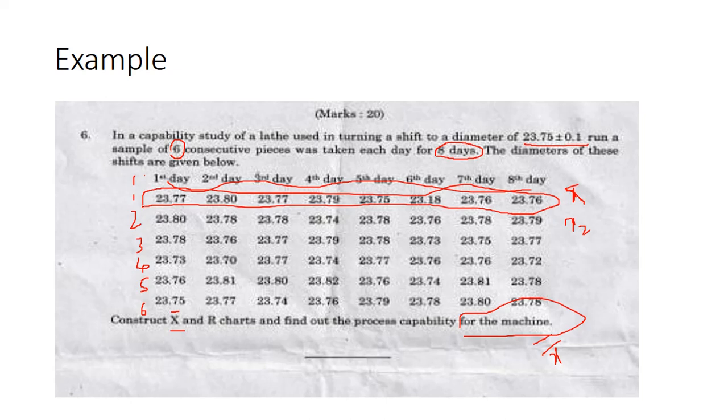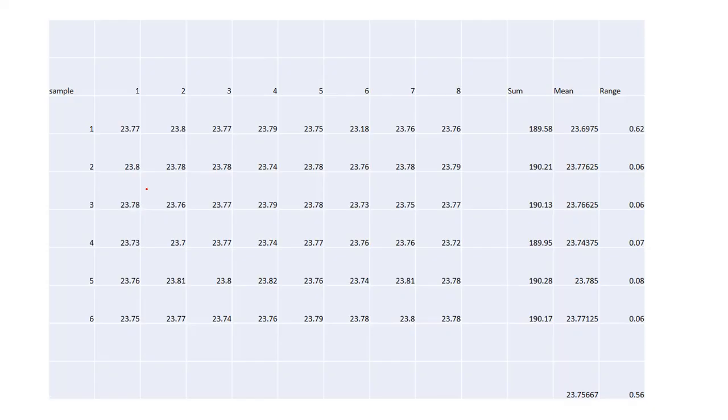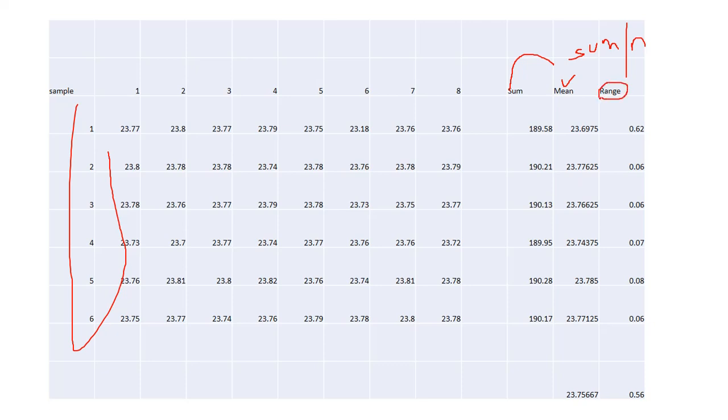I already calculated this in an Excel sheet. These are our samples and these are our sample sizes. When you add these all up, you get 189.58, 190.21, 190.13, 189.94, 190.28 and so on. This is the sum. You can use a calculator in exams for quality control. Then you need to find the mean. The formula is the sum of values divided by n. For the range, the formula is maximum value minus minimum value.